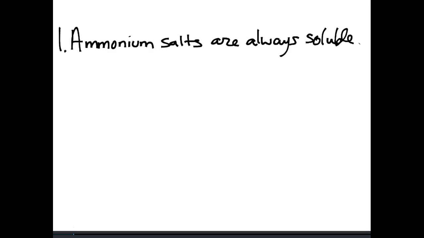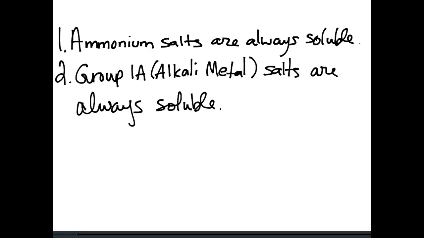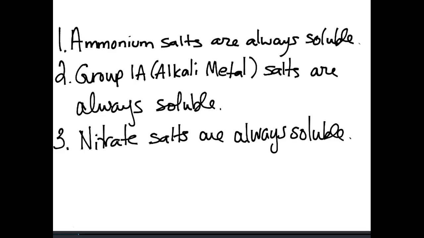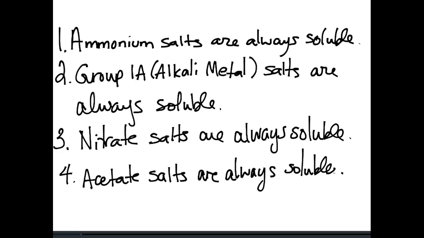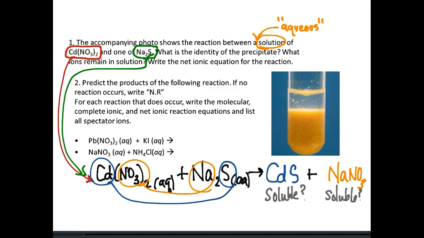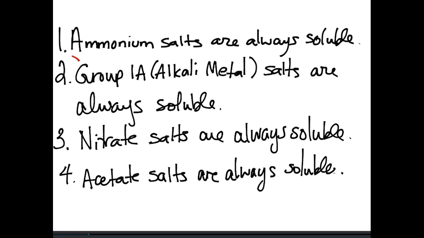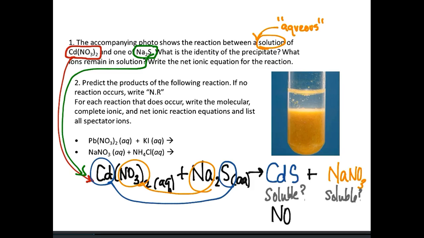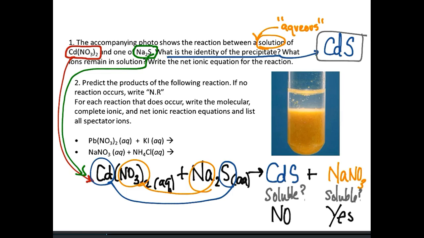There's a couple of solubility rules. The first ones are that ammonium salts are always soluble, alkali metal salts are always soluble, nitrate salts are always soluble, and acetate salts are always soluble. So cadmium sulfide is no, it is insoluble based on our rules. Sodium is in group 1A, and nitrate is rule number 3. So sodium nitrate is soluble, yes, for 2 reasons, the sodium and the nitrate. So the identity of the precipitate is definitely cadmium sulfide. It's that yellow solid. And the ions that remain in solution would be sodium and nitrate.